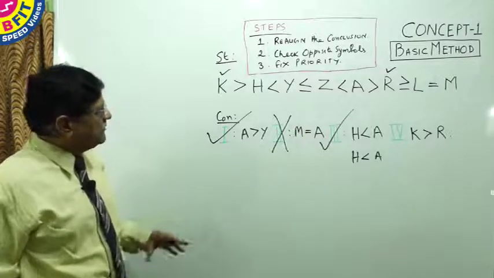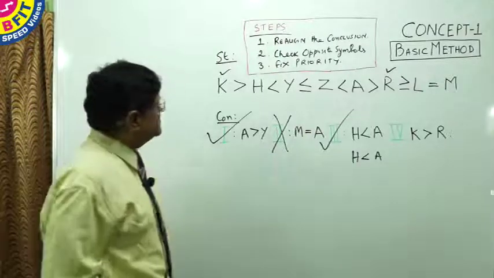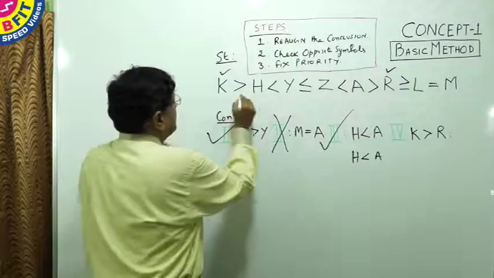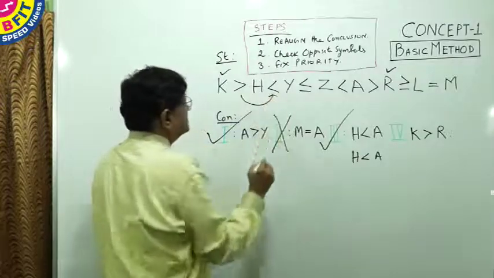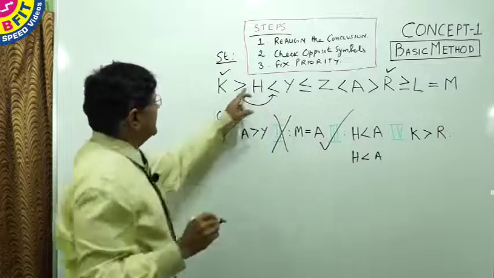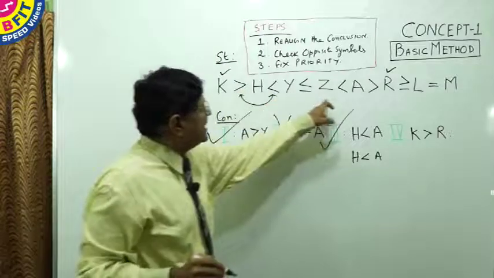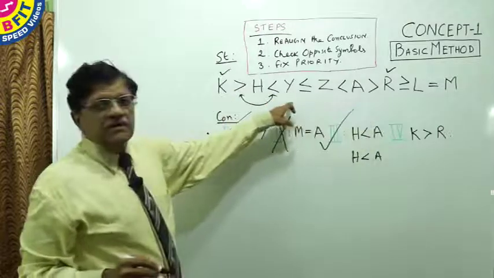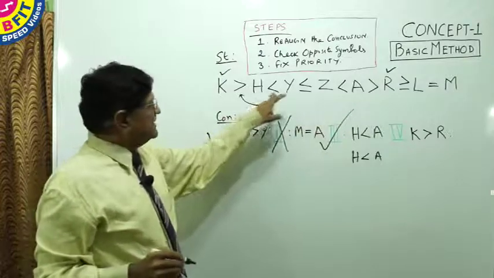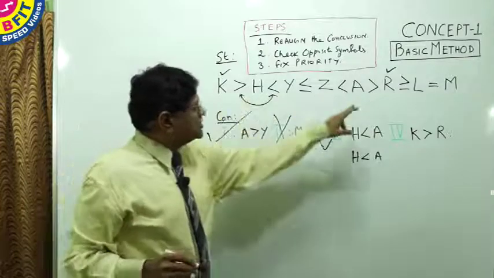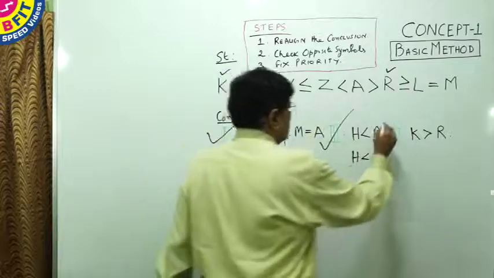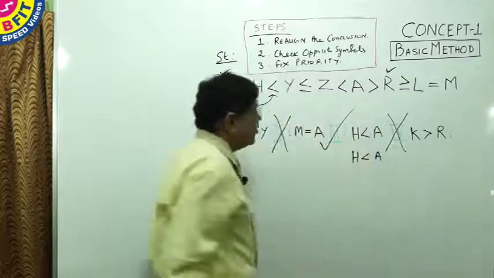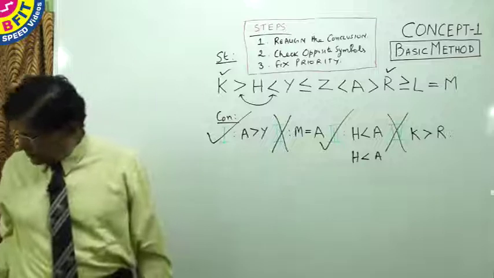Now we have to verify for the symbols. Now which are the symbols here? Now these are opposing symbols. Here is greater than, here is less than. We need not verify further. Because whenever there is an opposing symbol, no conclusion is possible. Therefore, conclusion 4 is also not true.